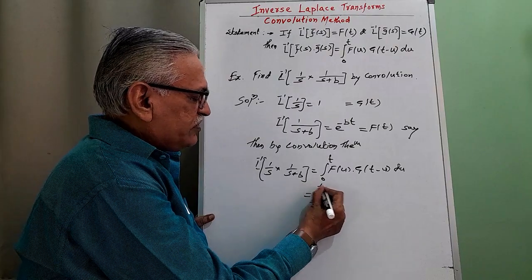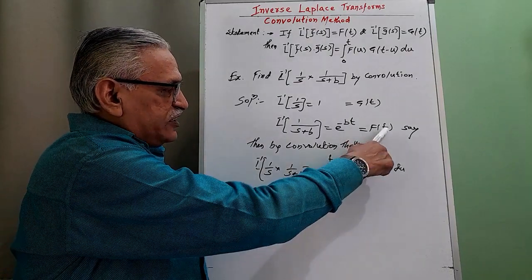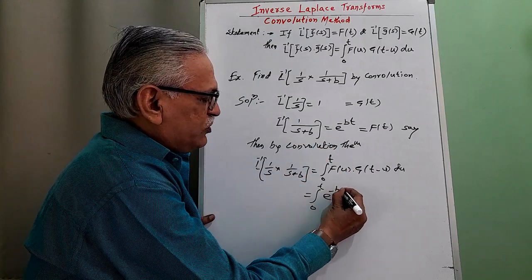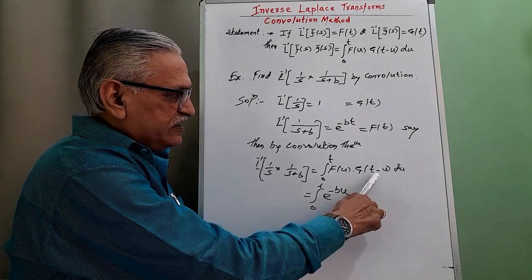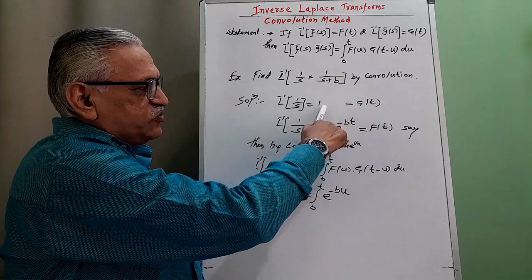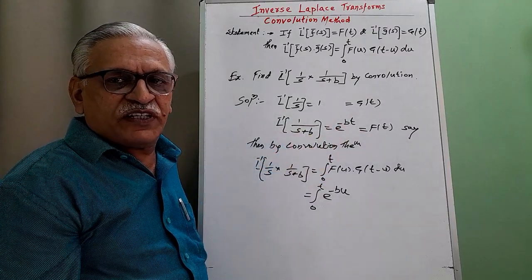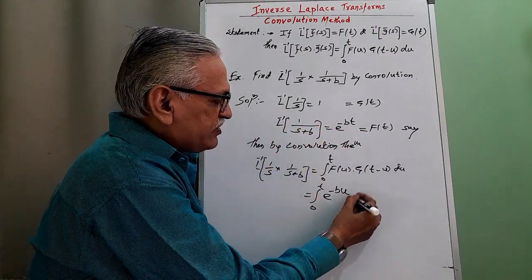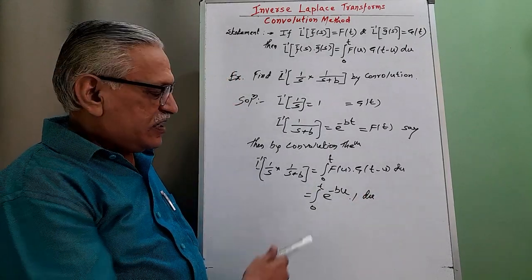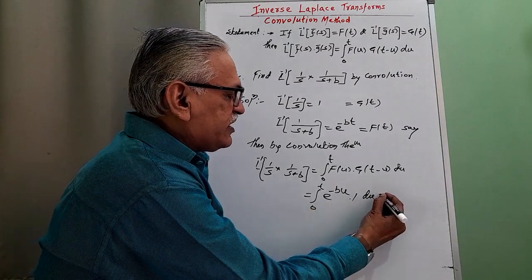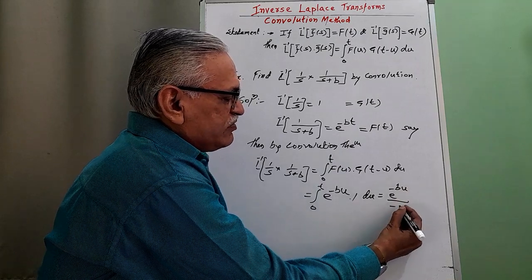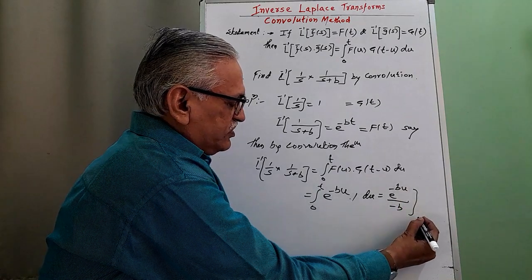the integral from 0 to t. Replacing t by u, we get e raised to minus bu, and in g of t replace t by t minus u, and as there is no term of t in this, it remains 1, and then its integration with respect to u. Integrating it with respect to u, as per the standard result, the integration is e raised to minus bu divided by minus b, with limits from 0 to t.